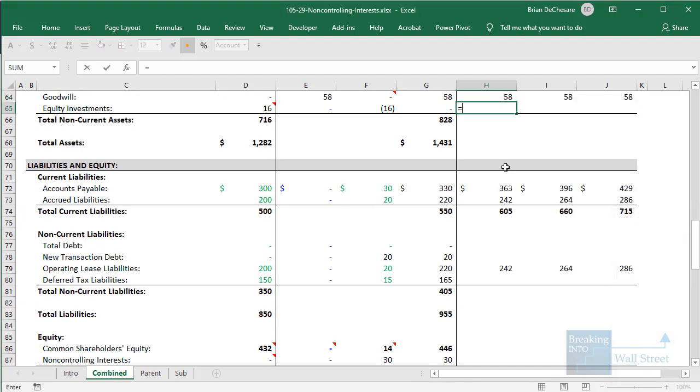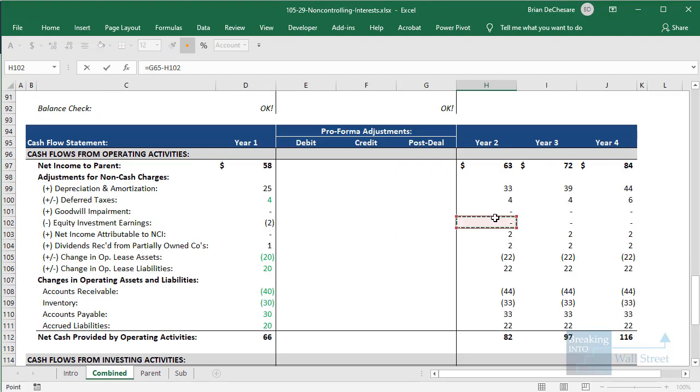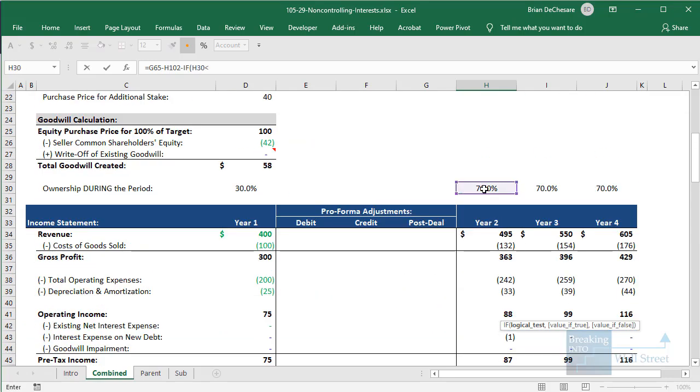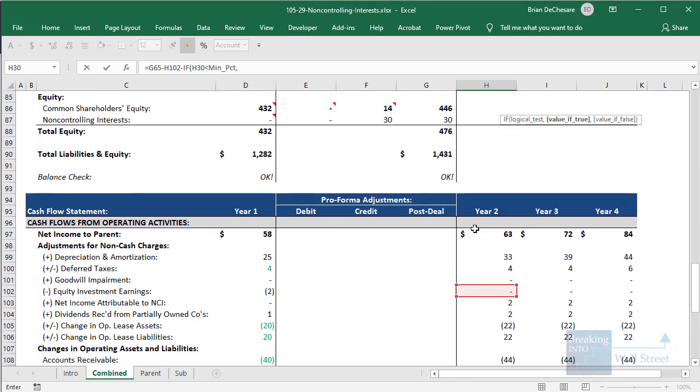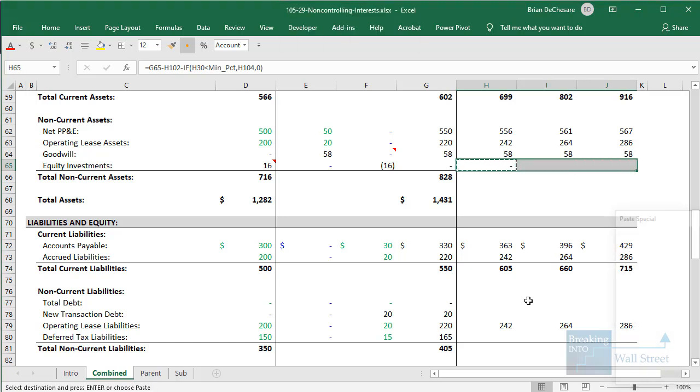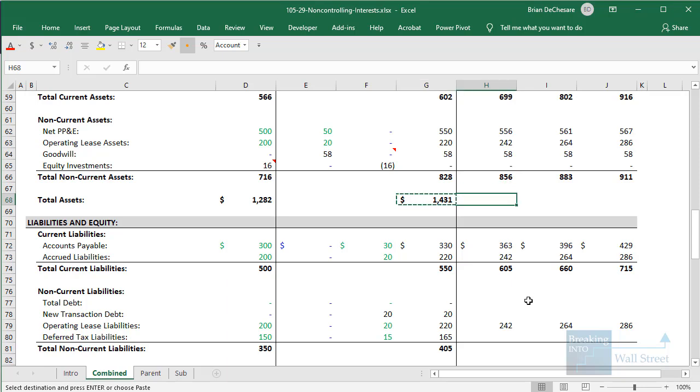And then for equity investments, as I said, we'll take the old number, we will go down and subtract the equity investment earnings, and then we'll just do a check again and look at the ownership percentage here. If this is less than our minimum percentage, meaning we actually have an equity investment, then we will subtract the dividends that we receive from it right here. Otherwise, I will say zero. And this is the same as what we covered in the tutorial on equity investments. And then we can just add up our total assets.